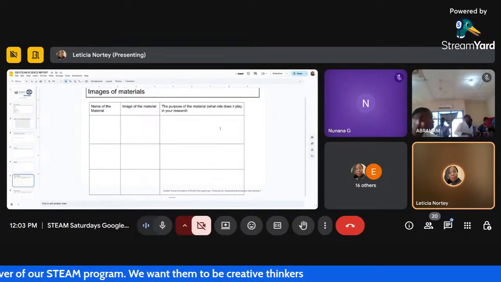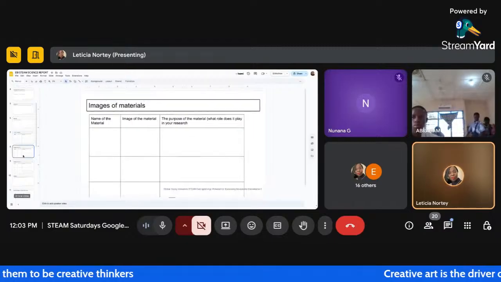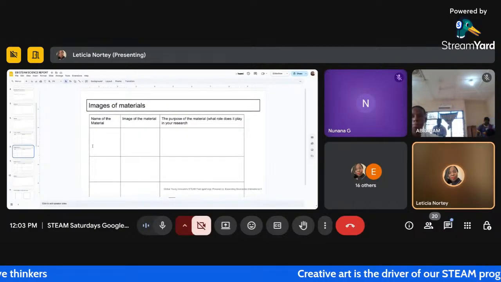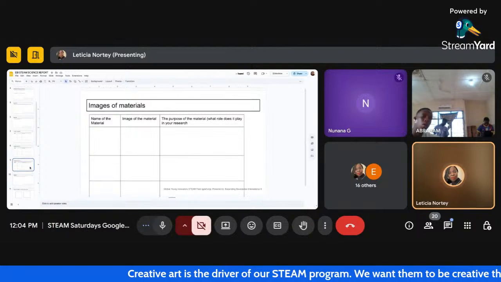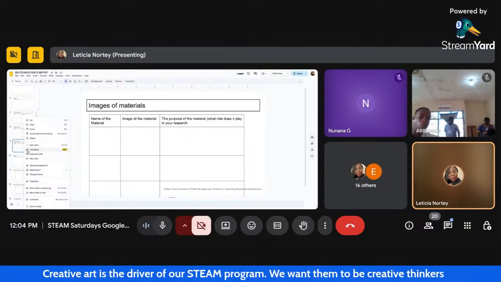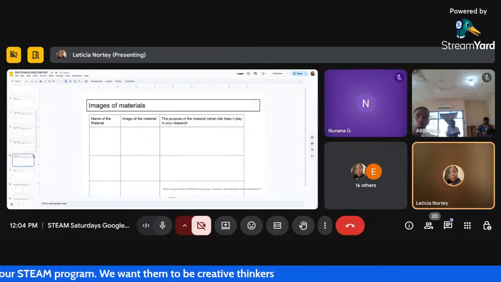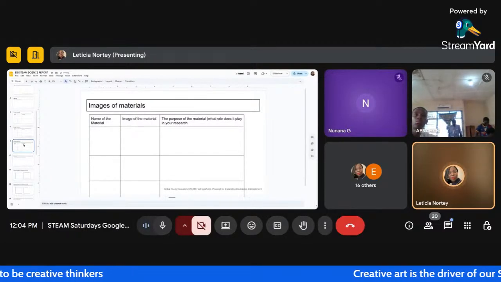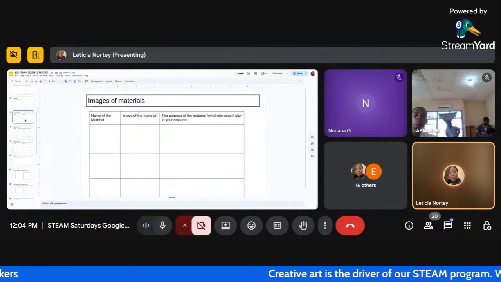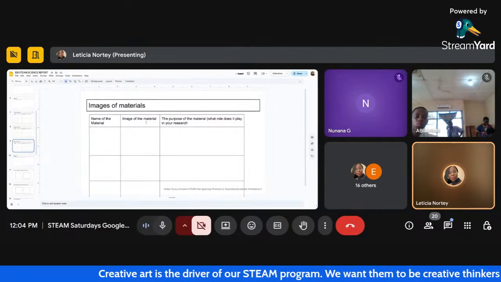Okay, so you click over here and then you type it over there, and then you come here. Another thing: if you need more space, there's more space for you to add on. You can right click and duplicate a slide to get another one. If you don't need any more, don't worry about it. If you need only 2 pages, fine. If you need 3 pages, we've given you 3 pages for images of materials.